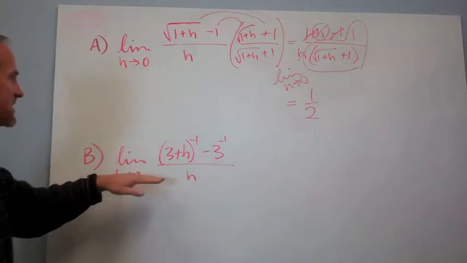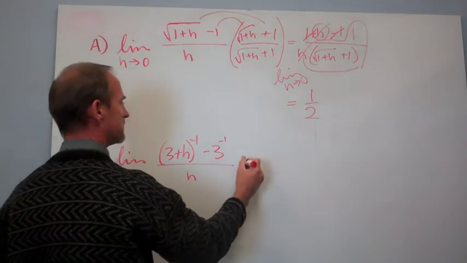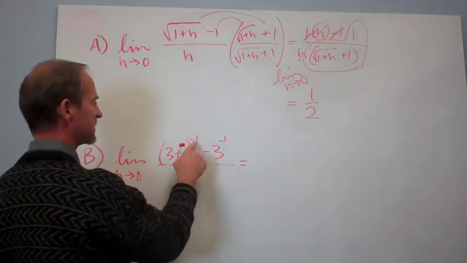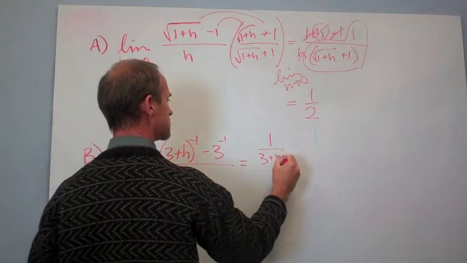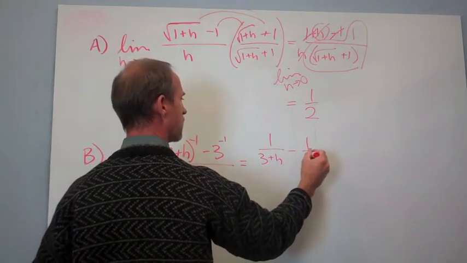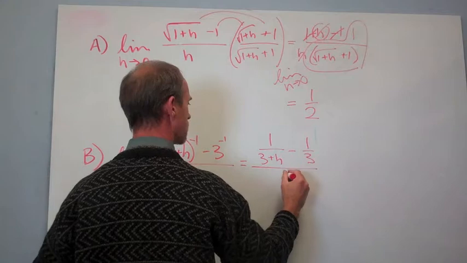Here we have one that's slightly different. We're going to rewrite this in the form of its fraction. Something to the -1 is the same as 1 over that thing. So 1 over 3 plus h minus 1 over 3, whole thing over h.